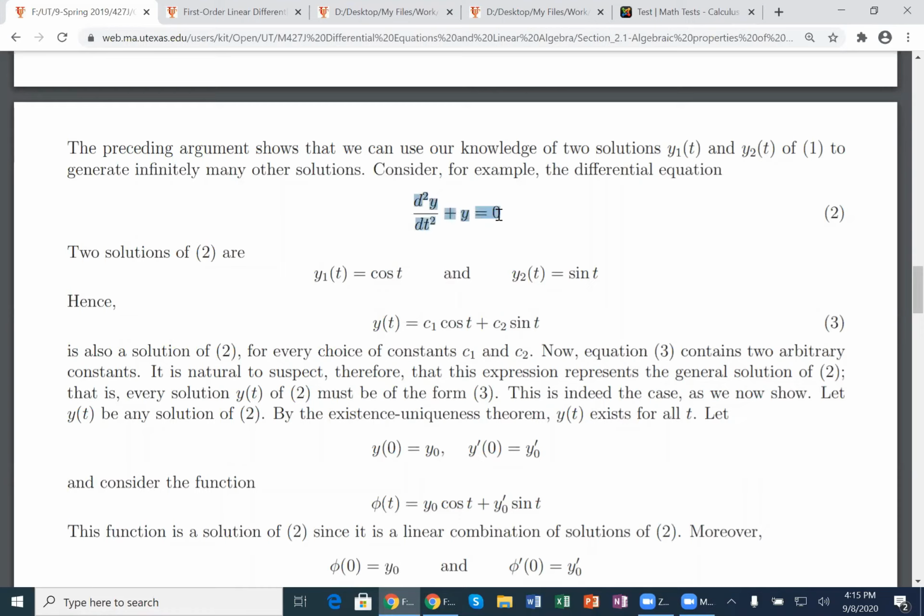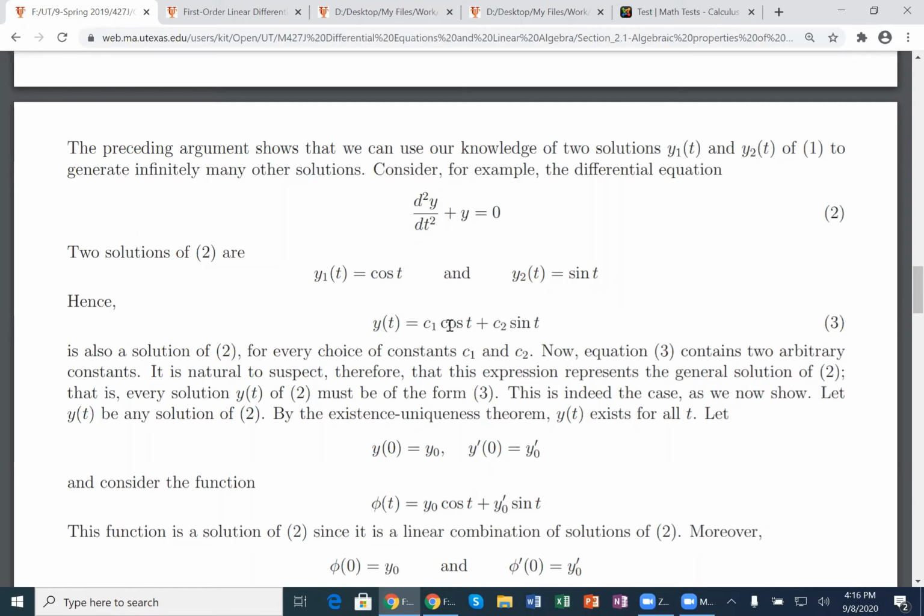Think about this equation. Note that 0 is a particular solution of this equation. And now, replace cosine by 0. y1 is equal to 0 is a particular solution of this. y2 is equal to sine is again a particular solution of this. So both 0 and sine are particular solutions.